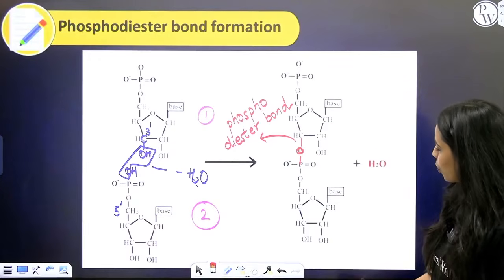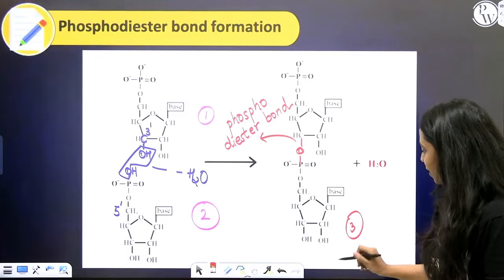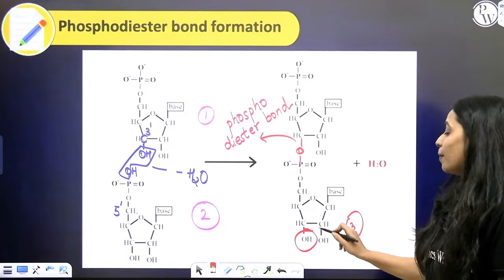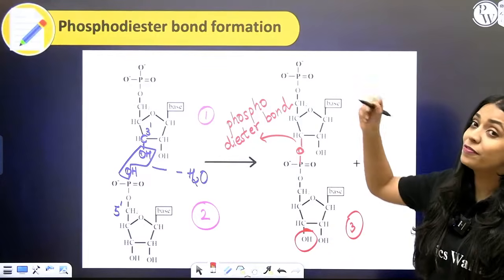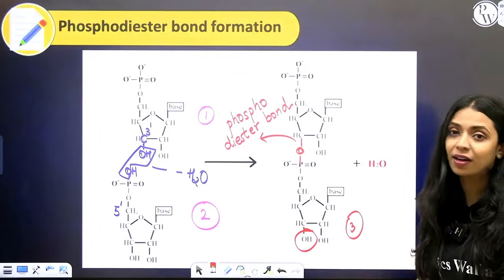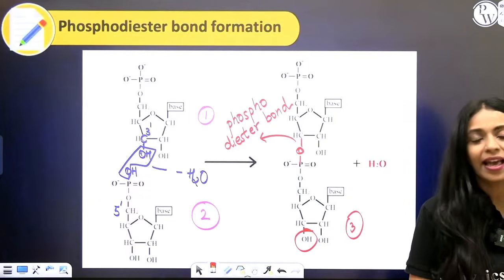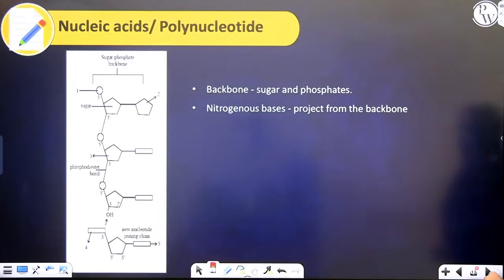The same thing goes on. Below this, there will be the 3rd nucleotide, and the OH of the 3' carbon of the second nucleotide will form a bond with the OH in the phosphate of the 5' carbon of the 3rd nucleotide. As a result, the chain will go on extending and increasing in length. Alright, so that's how a phosphodiester bond forms.